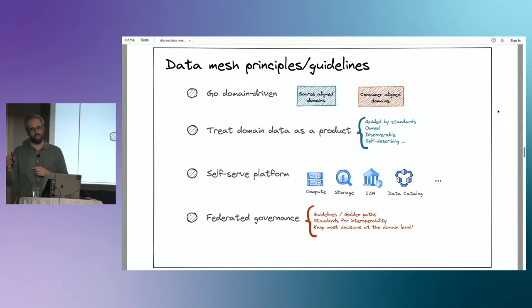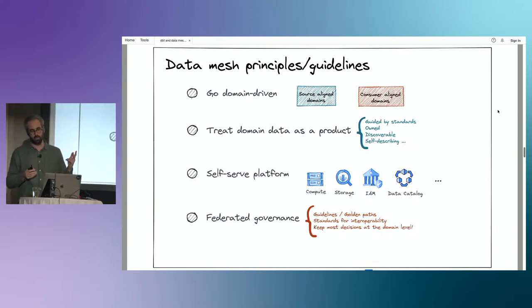The second type of domain is the consumer-aligned domains. We can see these domains as not generating data, but just consuming data. And here we can have, I don't know, our marketing domain, finance, sales. I'm just using common names of domains because this is probably better understood. But you can also have a Spotify type of domains, right?